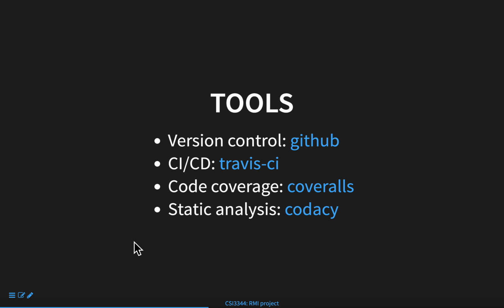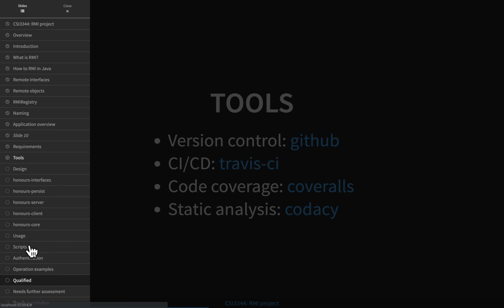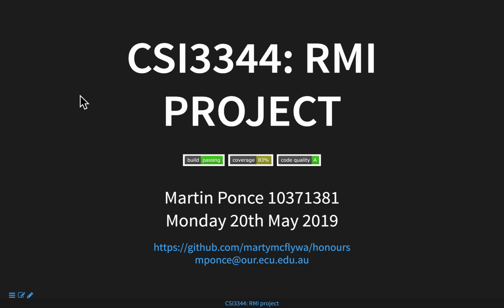Next, quickly, the tools that I used. For version control, I'm using Git and GitHub. For my continuous integration pipeline, I'm using Travis CI. To determine code coverage, I'm using Coveralls, and for static analysis, which picks up code smells, I'm using Codacy. On those three, Travis CI, Coveralls, and Codacy, you might have noticed on my front page, this is really just from my README on GitHub, I've got some badges. So Travis CI, my builds are passing. I've got 83% coverage, and my code quality is A, which is awesome.